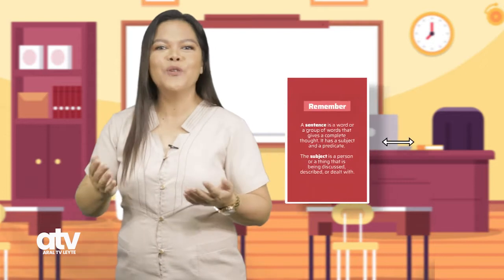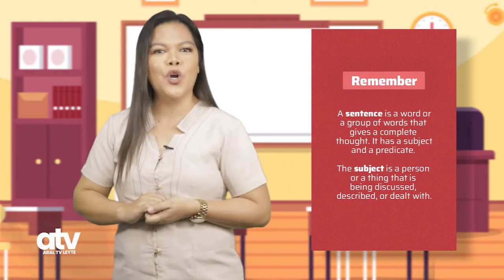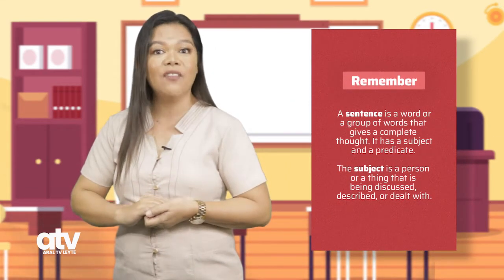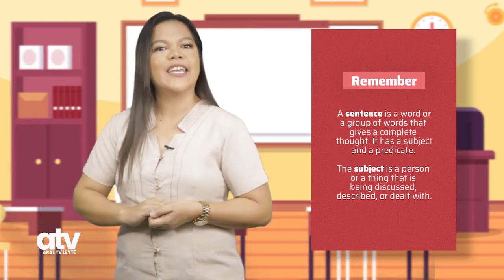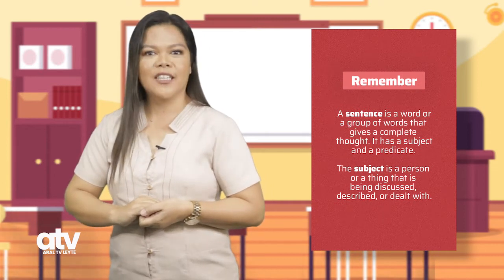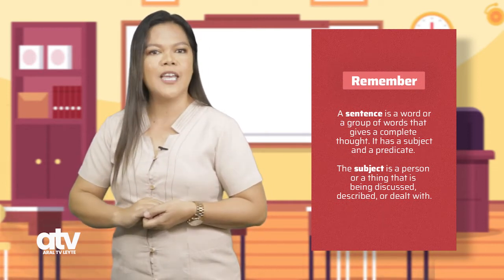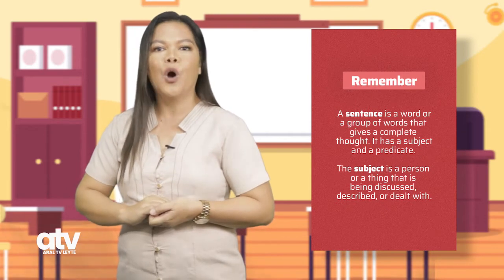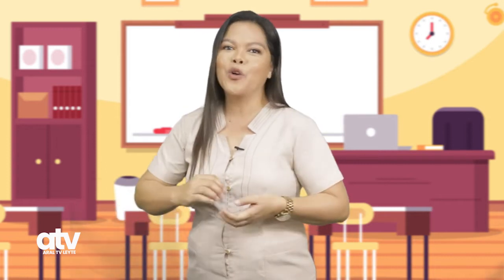Kids! Always remember that a sentence is a word or group of words that gives a complete thought. It has a subject and a predicate. The subject is a person or thing that is being discussed, described, or dealt with. A statement that gives information is classified into general and specific statement. Today, we're going to distinguish general statements from specific statements.